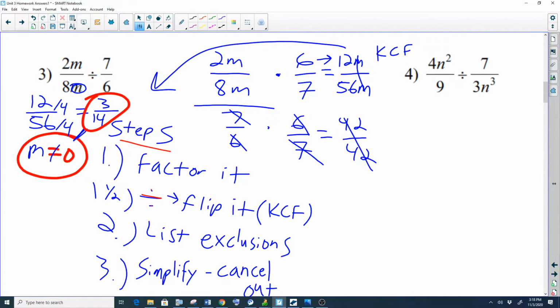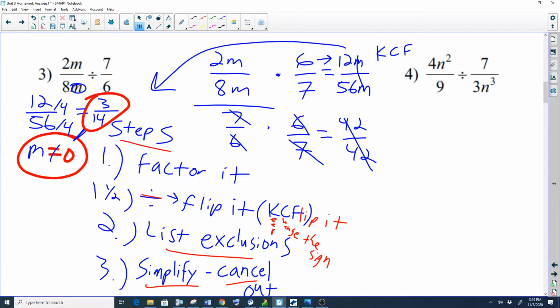So KFC, keep the first term, right? Keep the first term. Then the C stands for change the sign. And then the F stands for flip it. And we're going to show you that right now. Okay, so keep, change, flip. And then you'll list the exclusions, and then you'll simplify, cancel stuff out.